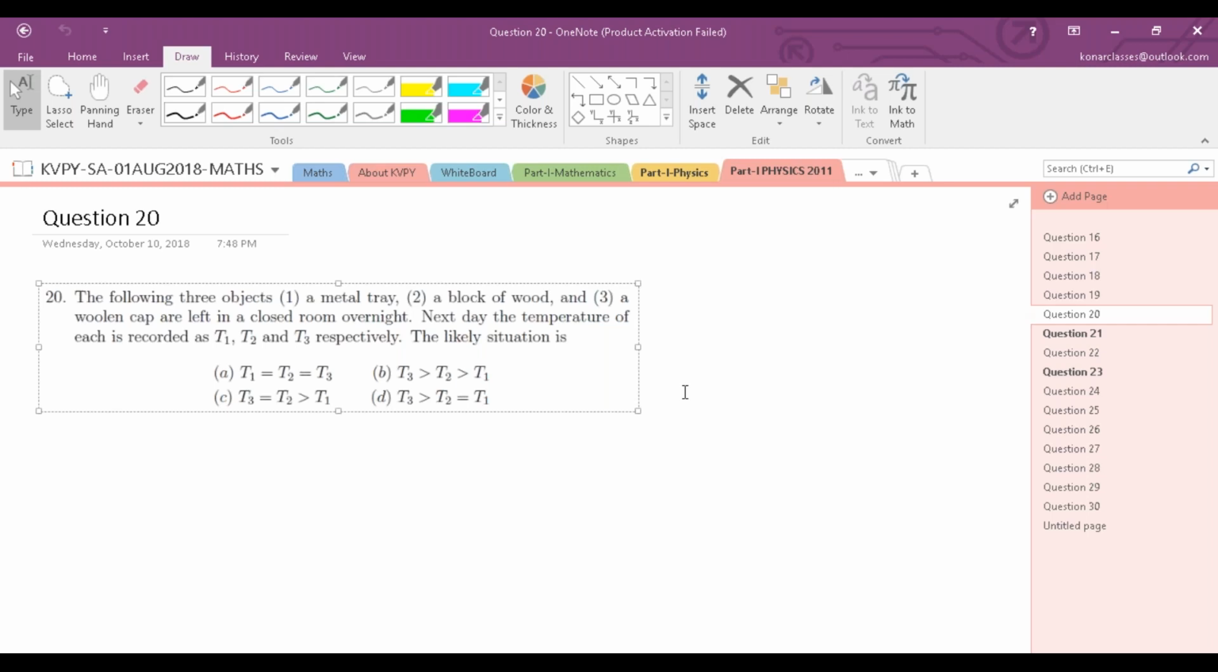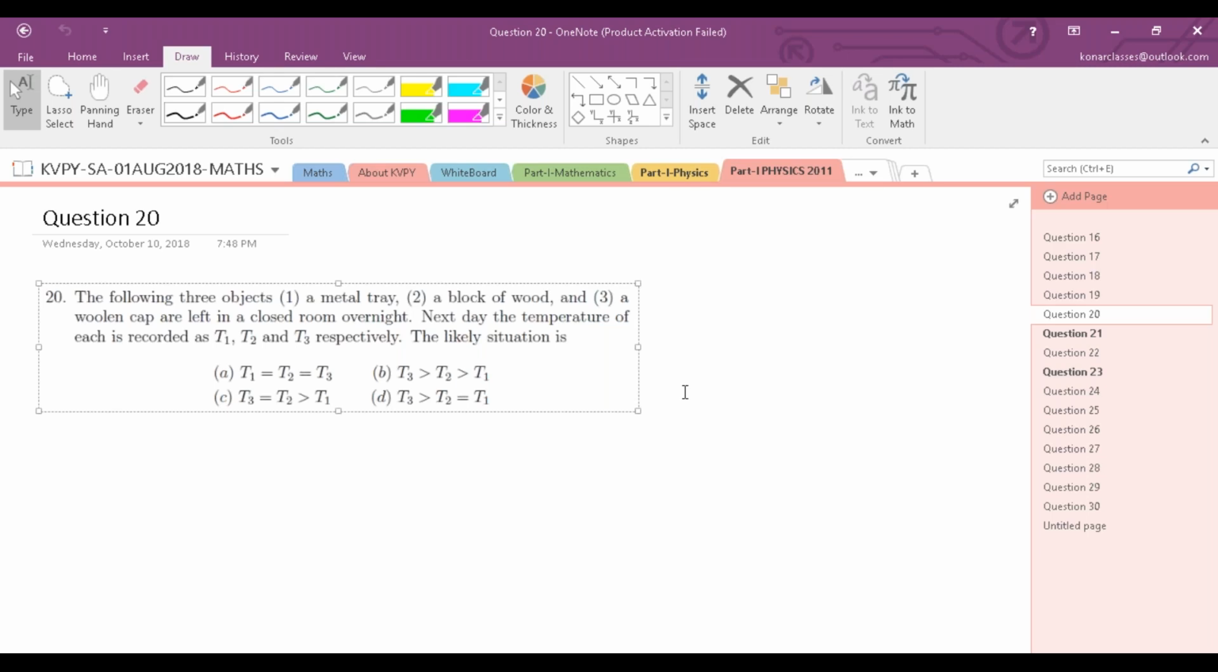If you look into the next question, there are three objects: a metal tray, a block of wood, and a woolen cap, which are left in a closed room overnight. Next day, the temperature of each is recorded as T1, T2, and T3 respectively. So, what could be the likely situation? Is it that all the temperatures are equal, T1 equals T2 equals T3, or T3 is greater than T2 which is greater than T1, or T3 equals T2 but is greater than T1, or T3 is greater than T2 which is equal to T1?